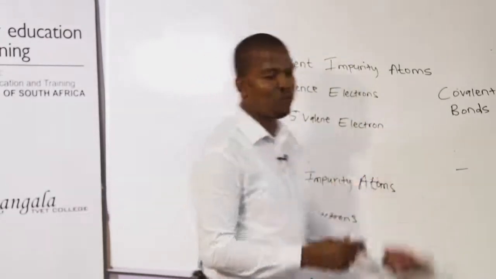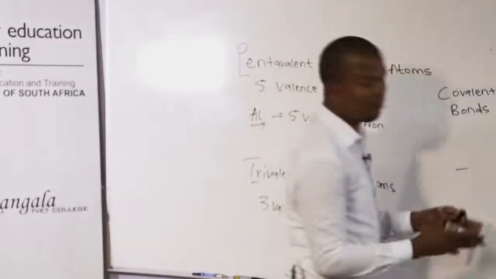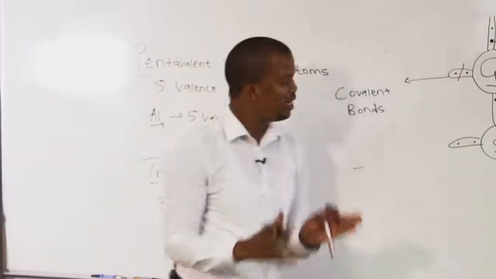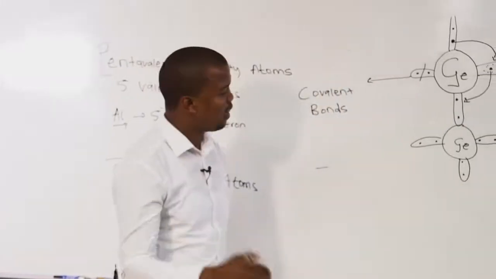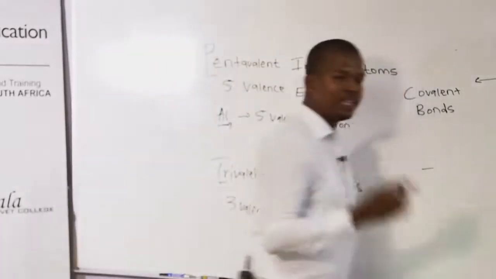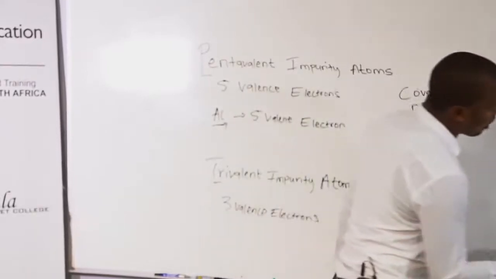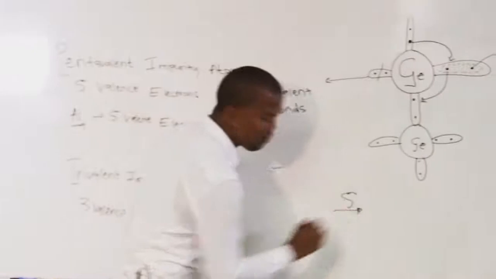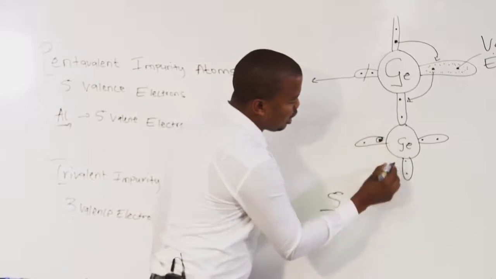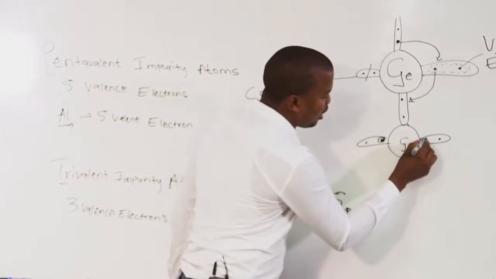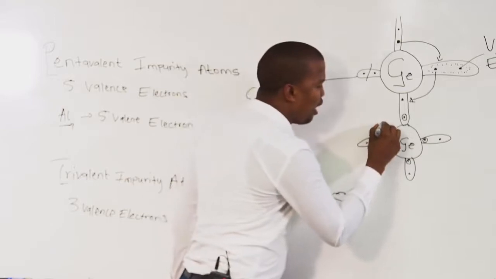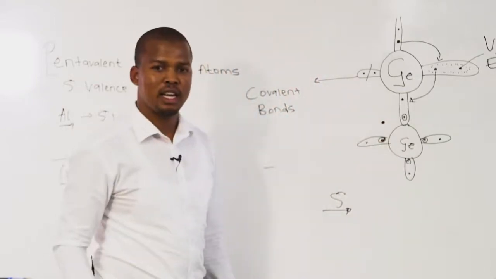When you add an aluminium on a germanium, remember a germanium has got 4 valence electrons. It is pure because it is a complete atom with 4 valence electrons. When you add an aluminium into a germanium, this is what's going to happen. Of the 5 valence electrons, 1 valence electron will be added here, the other valence electron will be added here, the other one here, the other one here, and the last valence electron will be a free electron out of the crystal.